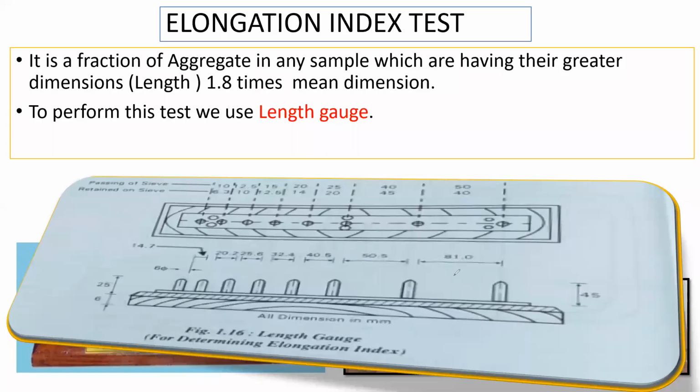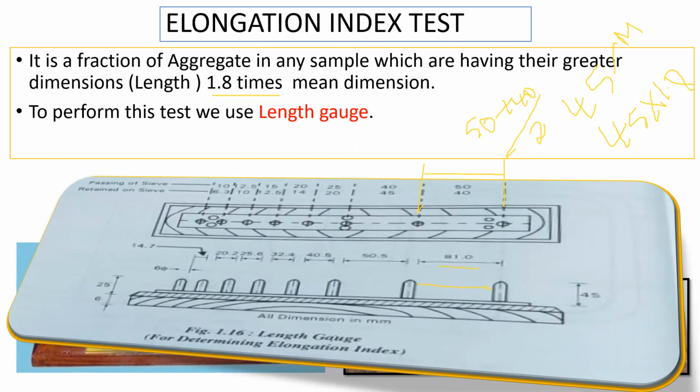So how are these answers coming? This is my thickness slot, 50 to 40 mm. Take the average of this again: 50 plus 40 is 90, 90 divided by 2 is 45. So this 45 is my mean size. Now since I'm doing an elongation index test, I have to multiply this by 1.8. That is, 45 into 1.8, which comes out to be 81. So this is that 81 slot, right?